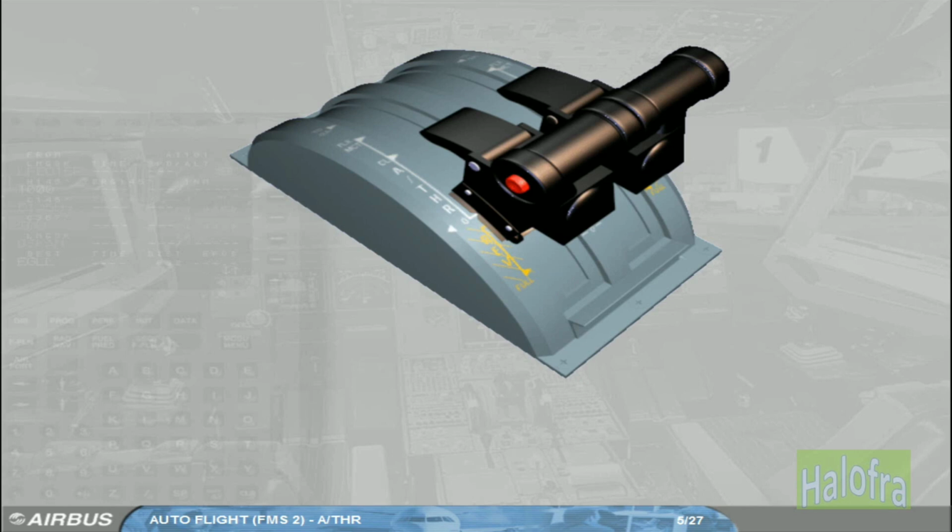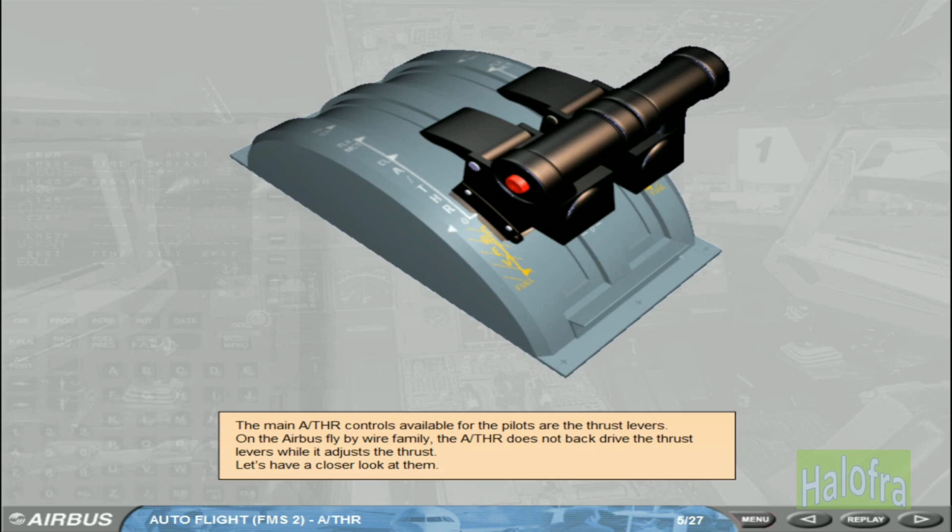The main autothrust controls available for the pilots are the thrust levers. On the Airbus fly-by-wire family, the autothrust does not back-drive the thrust levers while it adjusts the thrust. Let's have a closer look at them.